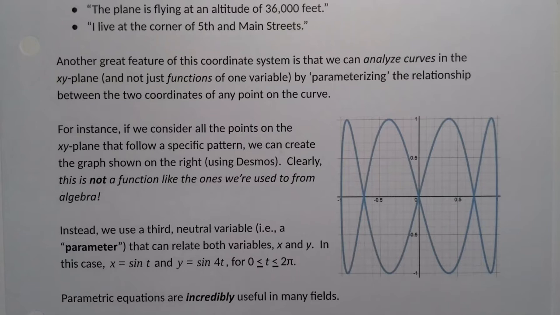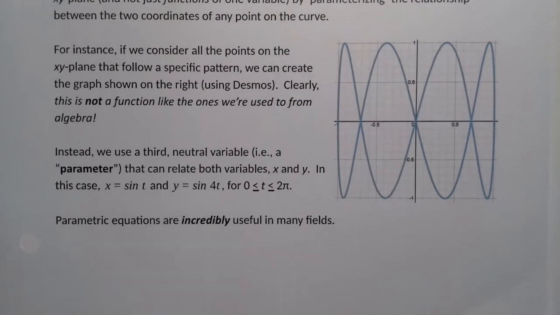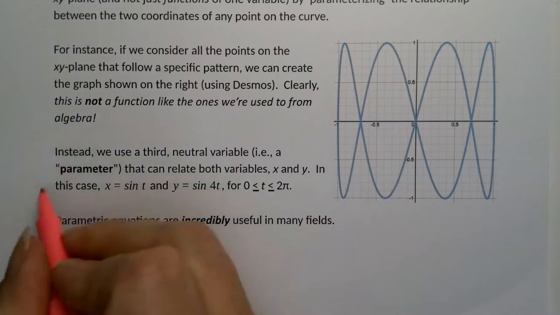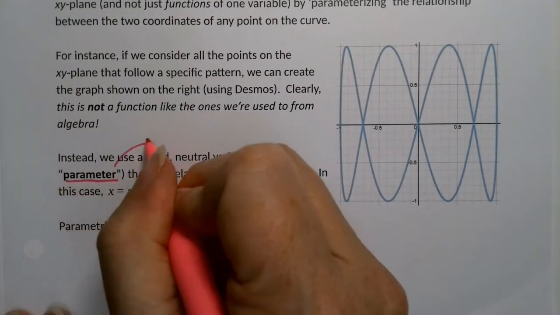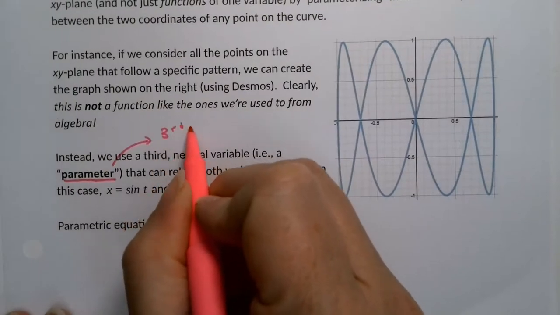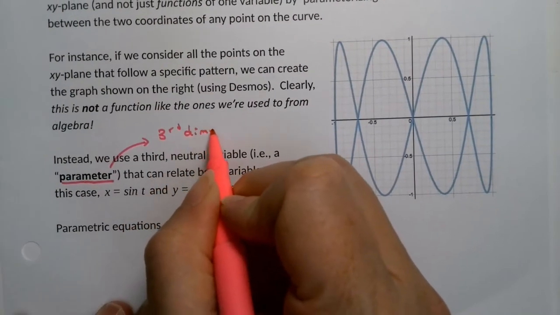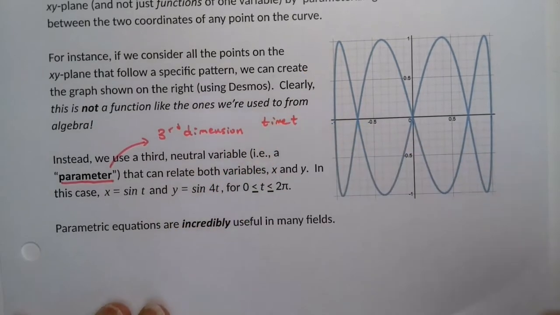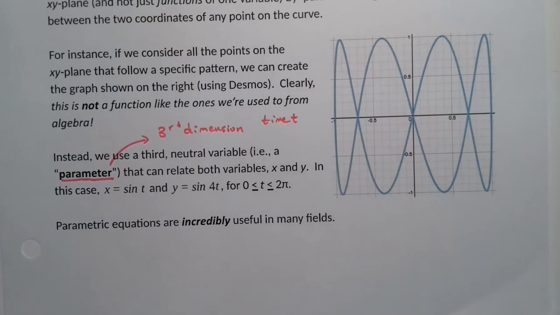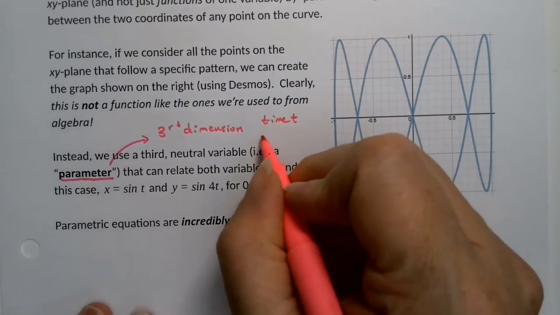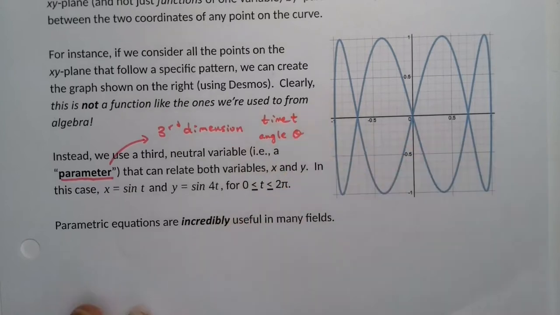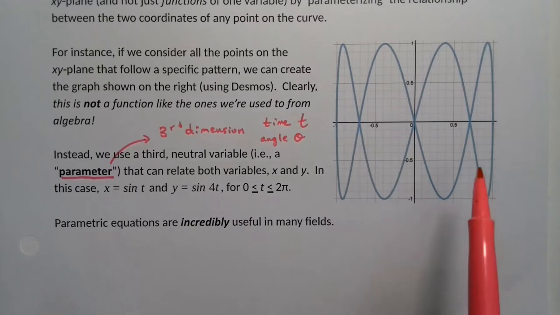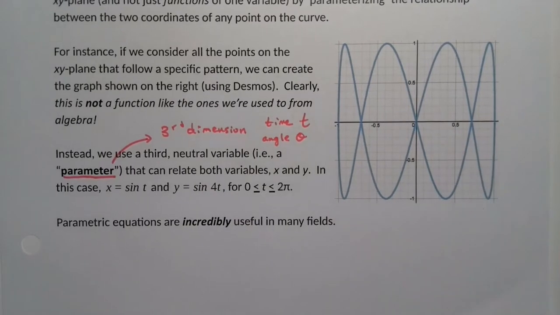It's just a function of some other variable, a third neutral variable called a parameter. So we introduce this third dimension. Most often it's time, but time is not the only way you can do this. So time, t, is the most frequent one to think about, and time is the most often application that we use for that. You can also use angle, which we usually call theta. And when we do this, we can see that this graph actually has another way of being.